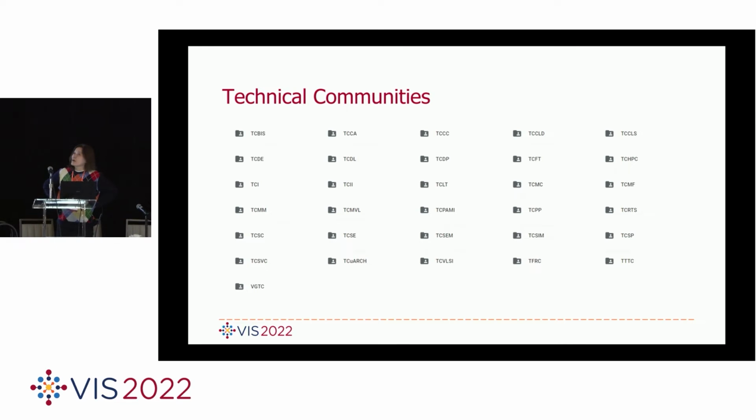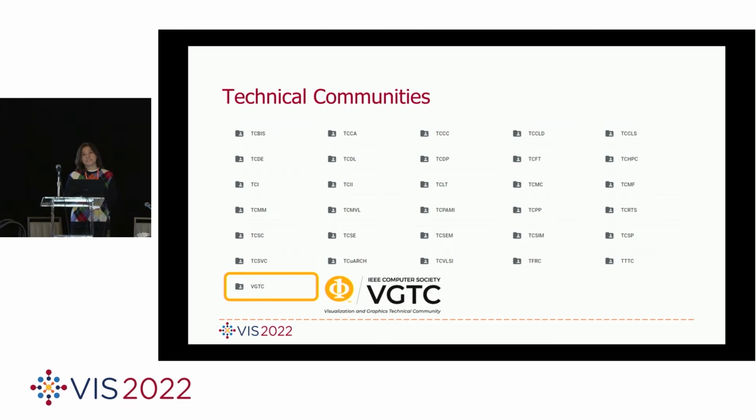So, in fact, under the IEEE CS, there are 31 technical communities, volunteer ways, and VGTC is one of them. And it stands for Visualization and Graphics Technical Community. It used to be committee, and now they made a change. I kind of like this change. It feels more friendly and approachable, at least for me.